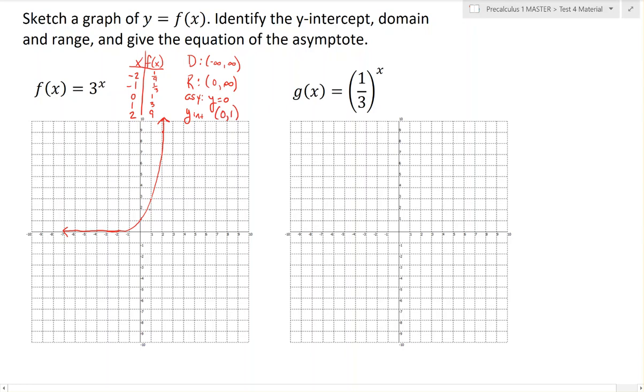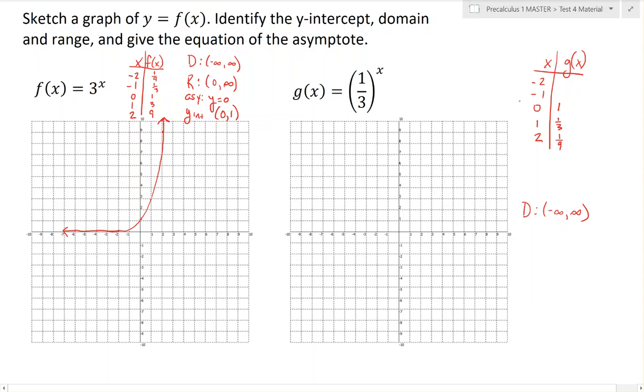There you go. Now if I have 1/3 to the x, I can do the same type of thing. I make a t-table of values. x can be any real number, so we have domain of negative infinity to positive infinity. So I'm going to put in these values again. So a good mix of negative numbers, 0, and positive numbers. And then I start putting those in. Let's start with 0 though. 1/3 to the 0 is 1. 1/3 to the 1 is 1/3. And 1/3 squared is 1/9.